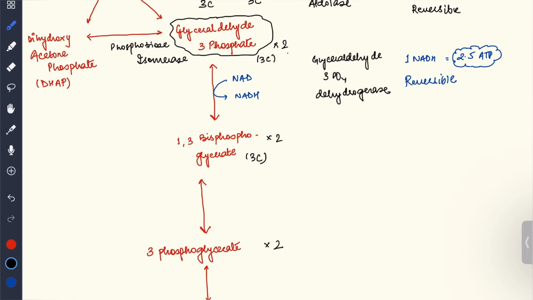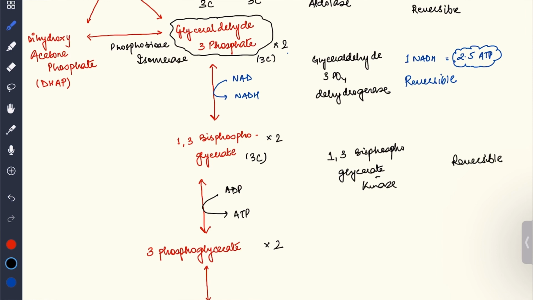Now, 1,3 bisphosphoglycerate will be converted into 3 phosphoglycerate. That means I am removing one phosphate. So my ADP is being converted into ATP here. What is the enzyme which I am using? It is 1,3-bisphosphoglycerate kinase. And this is also reversible.